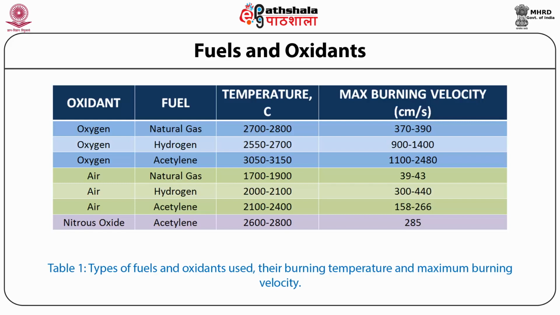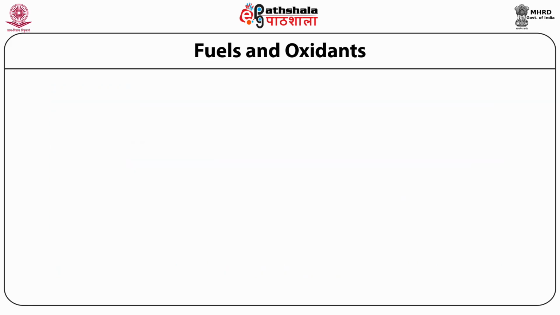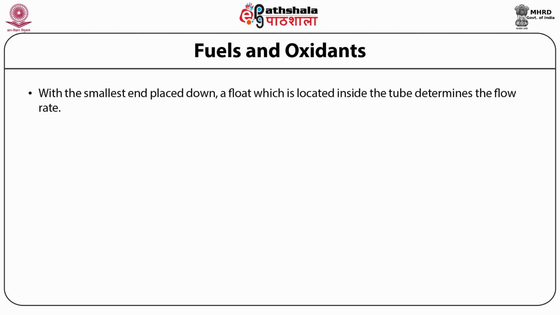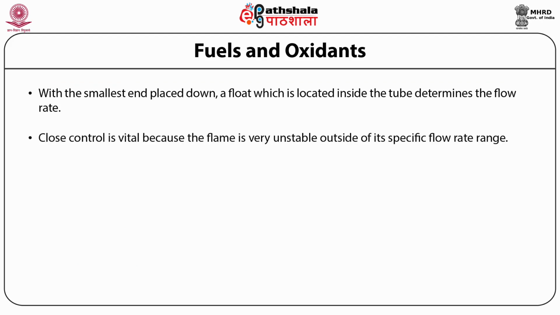The maximum burning velocity is of oxygen and acetylene again, which is 1100 to 2480, and the least burning velocity is for nitrous oxide and acetylene, which is around 285 centimeters per second. Continuing with fuels and oxidants, with the smallest end placed down, a float located inside the tube determines the flow rate. Close control is vital because the flame is very unstable outside of its specific flow rate range.